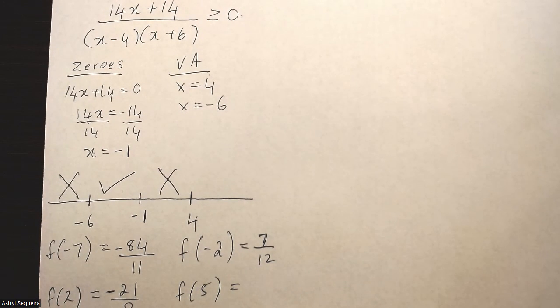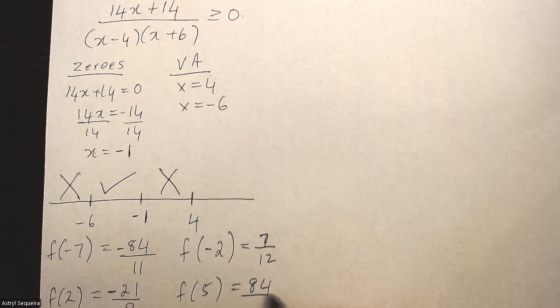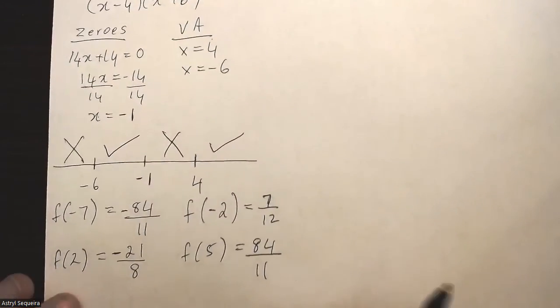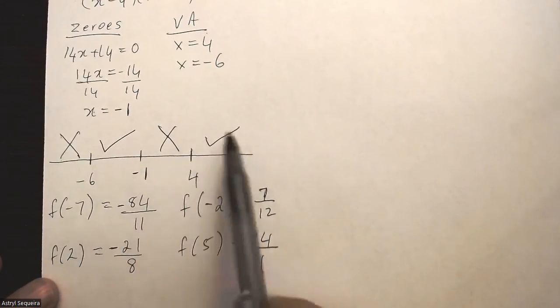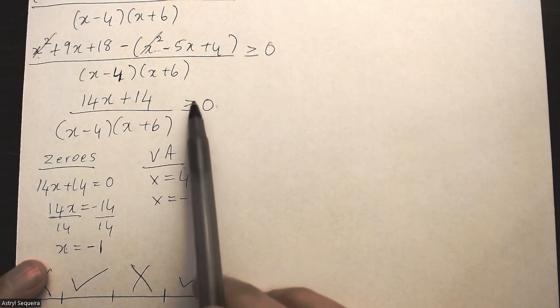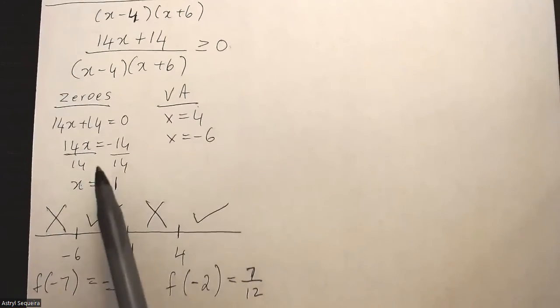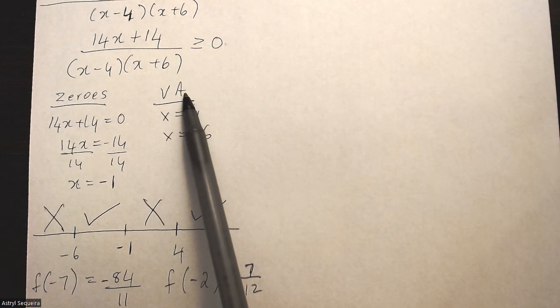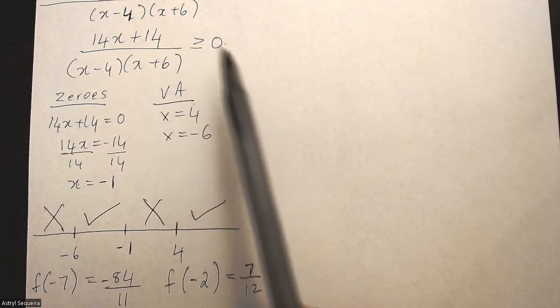The last one I'll do is +5, which is 84 over 11. That is greater than or equal to 0, which is good. Which means in this question, we have two good intervals, this interval here and this interval here. Now, in the question, we had a greater than or equal to sign, which means we have to use square brackets for our zeros, but vertical asymptotes always use round brackets. So the zeros are inclusive because of the equal sign, but vertical asymptotes are always non-inclusive.